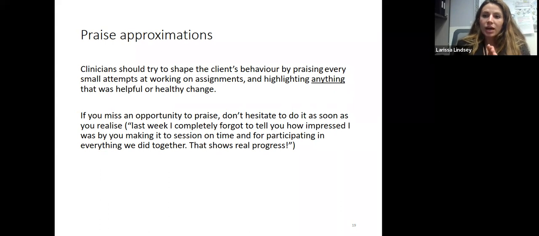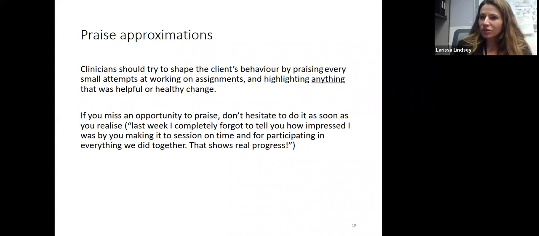And a big piece of that is reinforcement. And so we want to praise approximation through a process that's called shaping. We're not expecting big change all at once. Sorry, we're expecting a small incremental change over a long period of time. And so anytime a patient does anything that approximates what we want to see, we give lots of positive reinforcement.